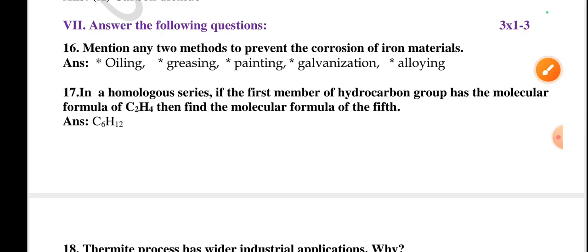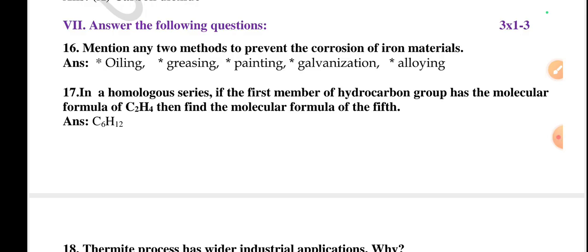Then question number 7, answer the following questions. These are 1 mark questions, total 3 questions, each carrying 1 mark. Mention any 2 methods to prevent the corrosion of iron materials. Oiling, greasing, painting, galvanization, alloying. These are the methods to prevent corrosion.